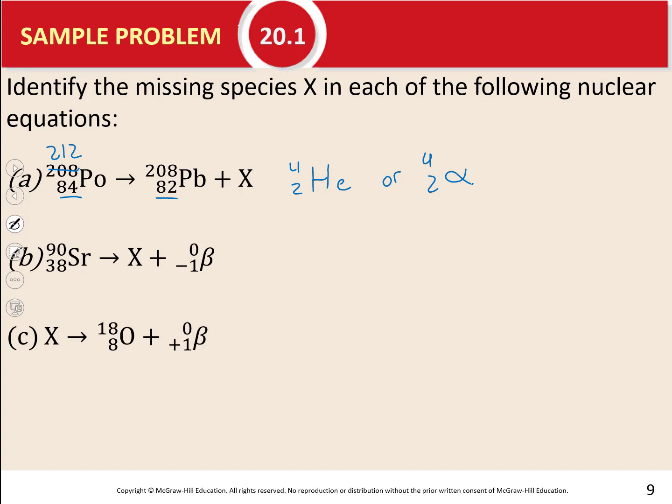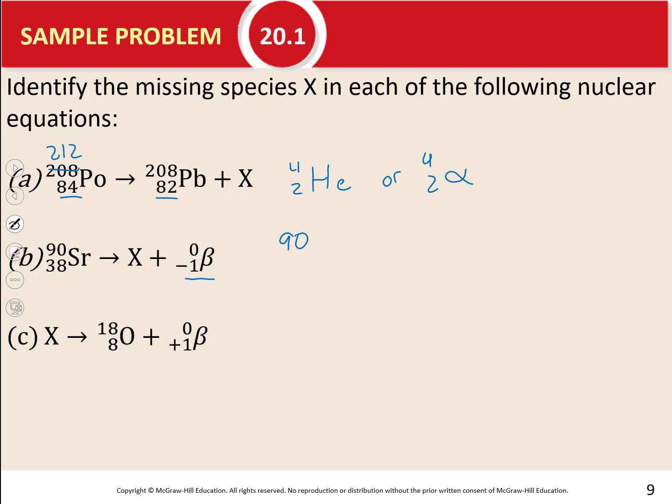All right, for part B, we start with strontium 90 over 38, and we're releasing a beta particle. And now we want to know, well, what did strontium turn into? So whatever strontium turned into, is it going to have the same mass? Yes, because the beta particle has no mass. So X still has a mass of 90.